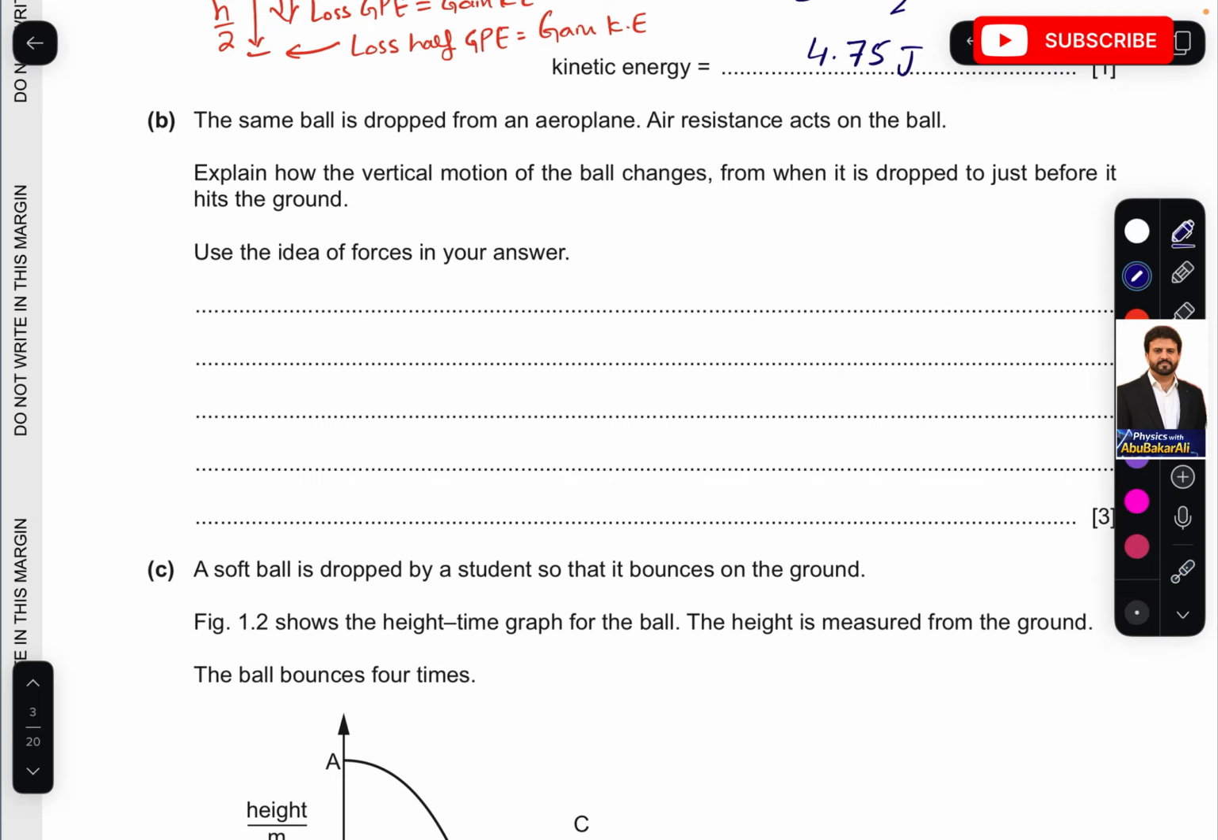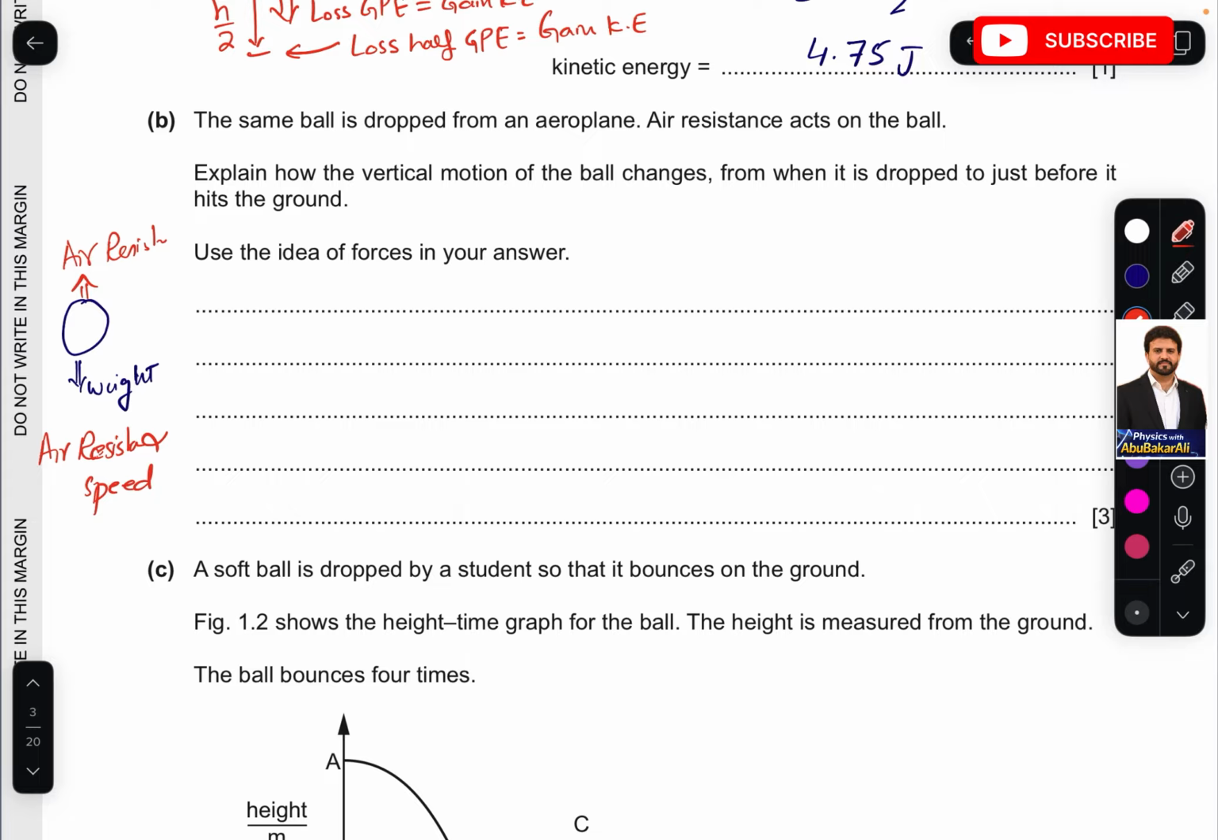So what you have to keep in mind, beta, I'm not writing down the exact answer. First of all, I'm going to explain the scenario. There is a ball, there is one force, that is weight, acting on it. This force will remain constant. But there is another force acting on it, that is air resistance. This air resistance force is directly proportional to the speed. When the speed increases, the air resistance force will also increase. Okay, so that thing you have to keep in mind.